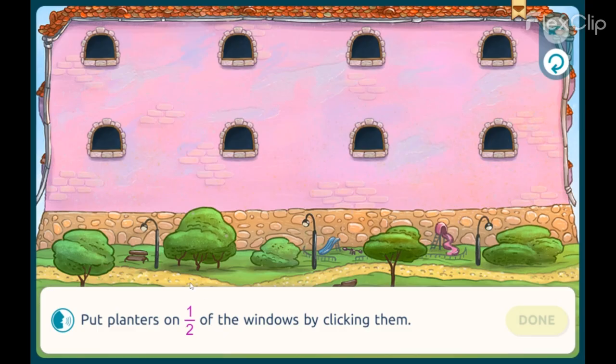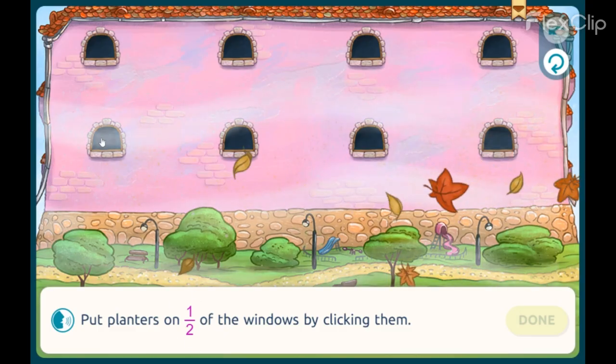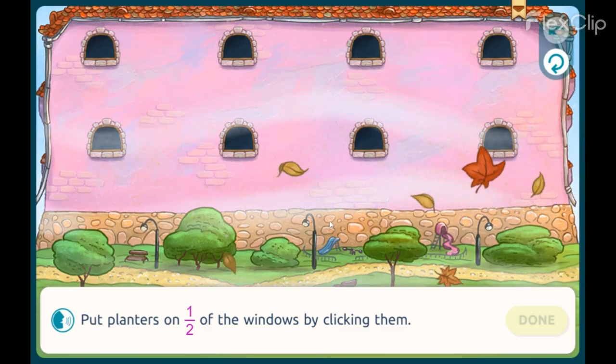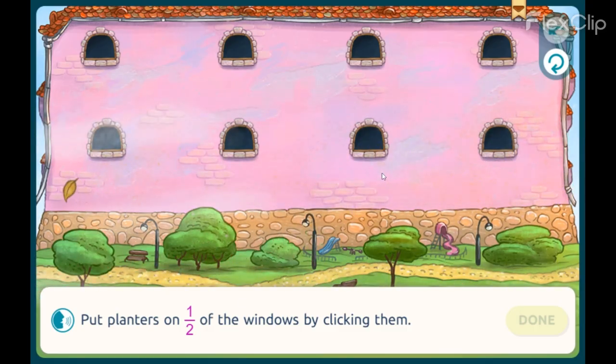If you need to figure out half of something, you need to know the total number of windows. There are 4 and 4, there are 8 windows. And you need to be able to divide the total number of windows into 2, right? In our case, 8 divided into 2 is 4.